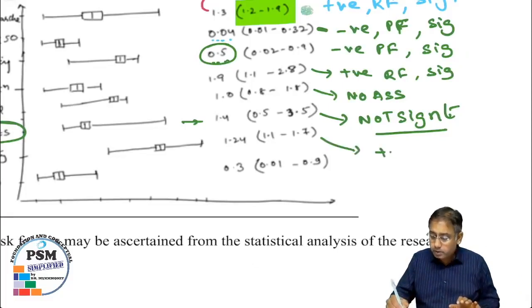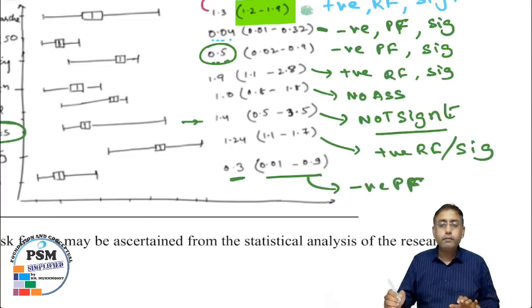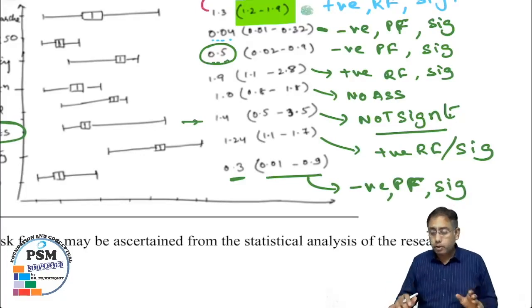It is also a positive risk factor and it is significant. 0.3, 0.01 to 0.9, it is also a negative, protective factor. It is negative, it is protective factor, and it is significant. So that's it. That's what you had to do.